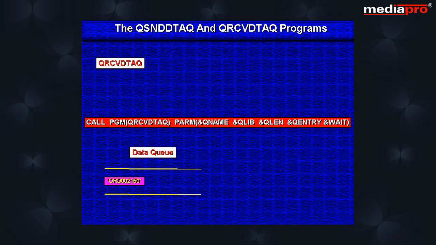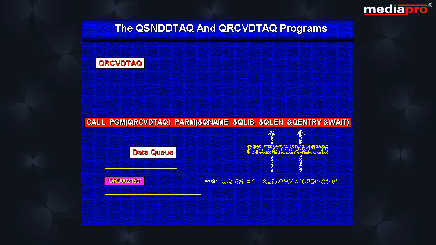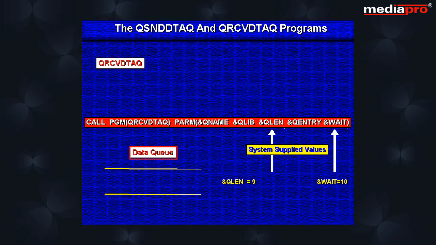We do not assign a value to the length and data parameters. The system supplies these values when the entry is received from the queue. In case the wait time expires and no data was received from the data queue, the system sets the length parameter to 0. Let us look at an example.